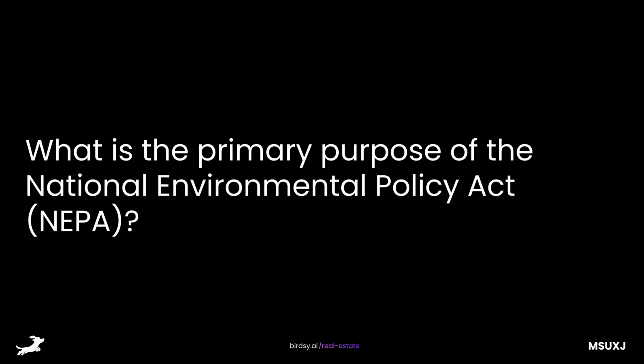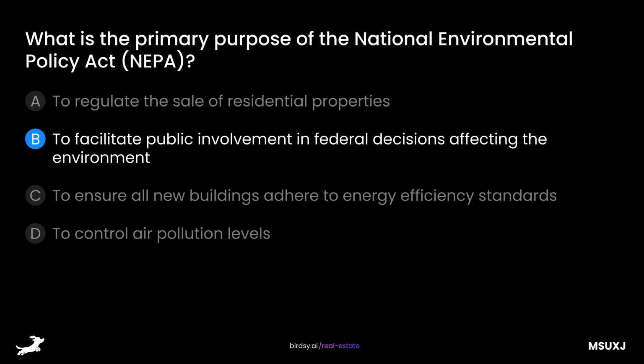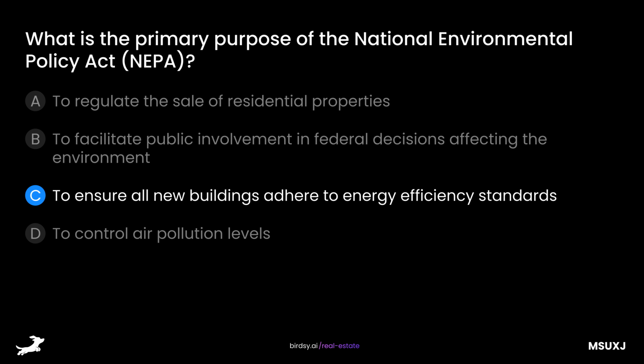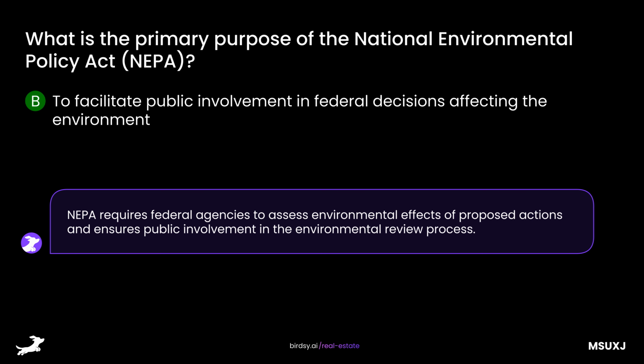What is the primary purpose of the National Environmental Policy Act? Is it A, to regulate the sale of residential properties, B, to facilitate public involvement in federal decisions affecting the environment, C, to ensure all new buildings adhere to energy efficiency standards, or D, to control air pollution levels? The answer is B, to facilitate public involvement in federal decisions affecting the environment. NEPA requires federal agencies to assess environmental effects of proposed actions and ensures public involvement in the environmental review process.